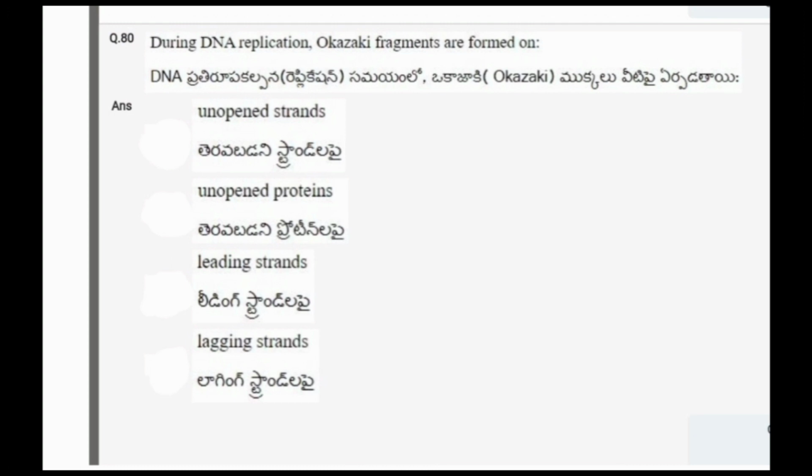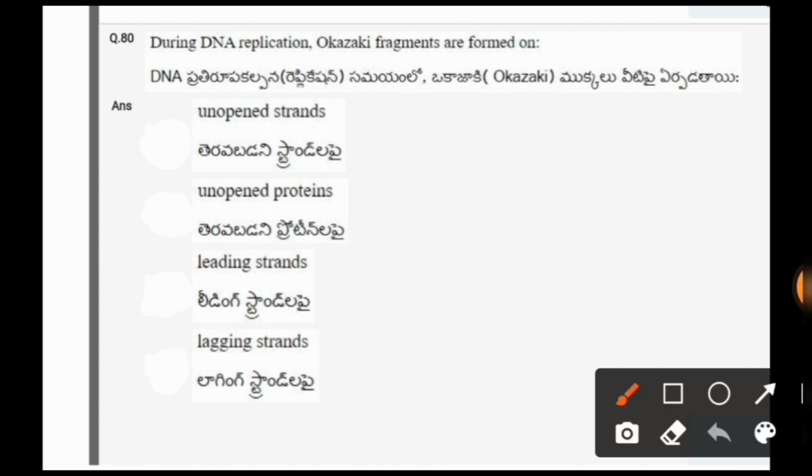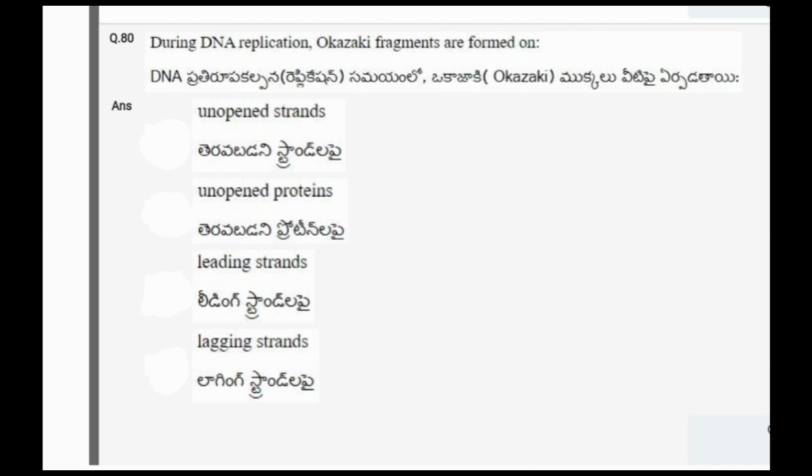During DNA replication, Okazaki fragments are formed on. The options are, the first one, unopened strands; second, unopened proteins; leading strands; and lagging strands. The correct option is the lagging strands. The Okazaki fragments are formed on the lagging strands.